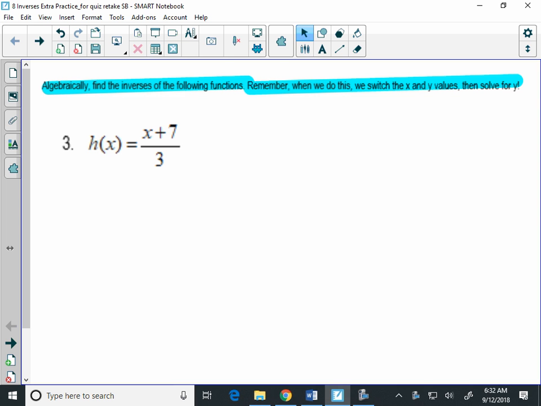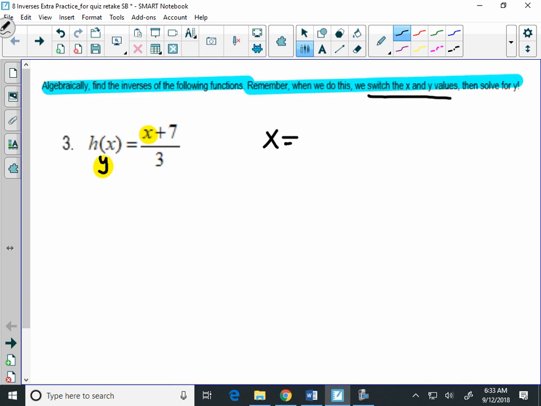Number 3 is h of x equals (x plus 7) all over 3. So remember, when you start this problem, this h of x right here is really a y. And it even says in the directions, when you're finding an inverse, you have to switch the x and y values. So you'll start here by taking those variables and just flip-flopping their location. So you'll have x equals (y plus 7) all over 3.